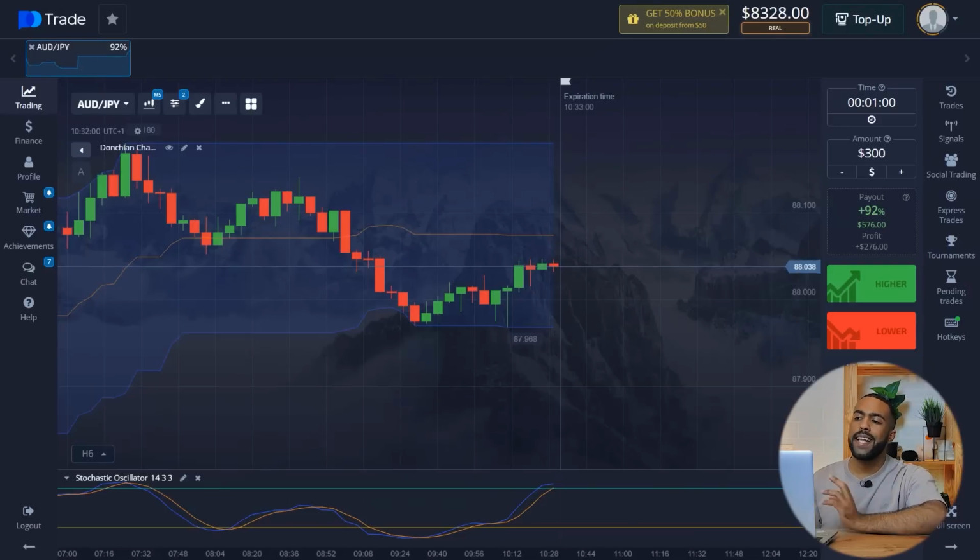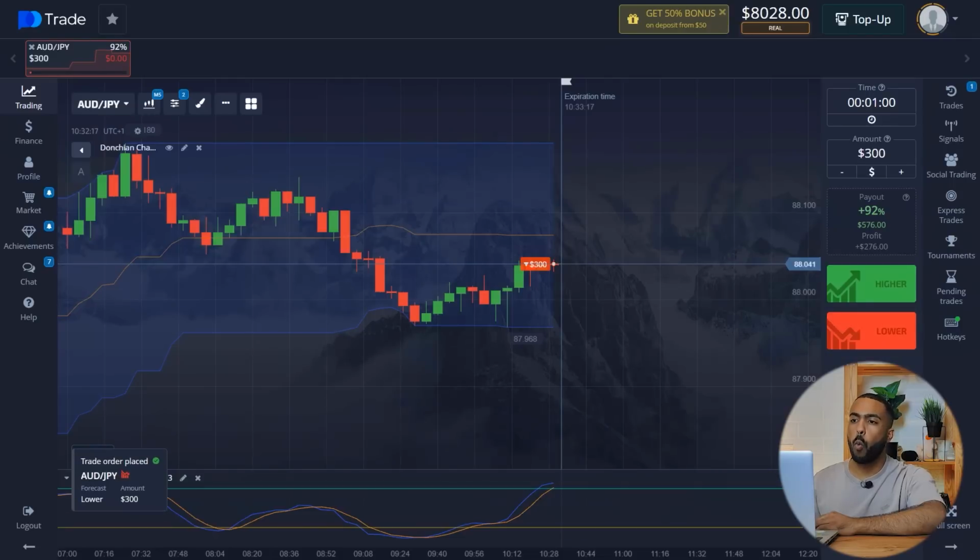Today's currency pair is not one of the most popular currency pairs on the market, and not the most profitable one either. But due to the high volatility, when trading this pair on binary options, it's quite common to find a 92% payout. And here we go, I made a down trade for 1 minute.